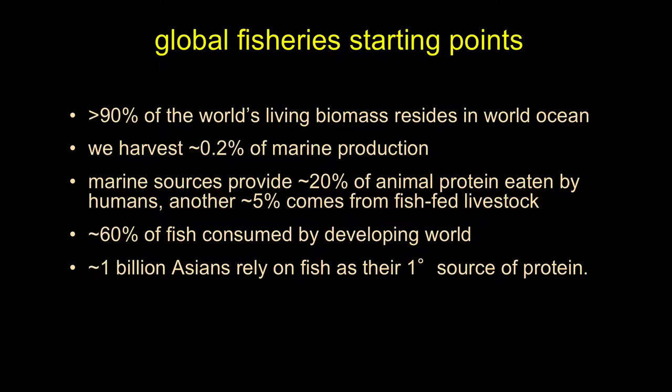Much of our world's biomass is in the ocean. You guys know this. The oceans are very deep, right? What's the average depth of the ocean? Impress me. Remember, many weeks ago.